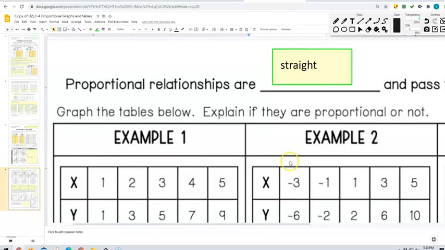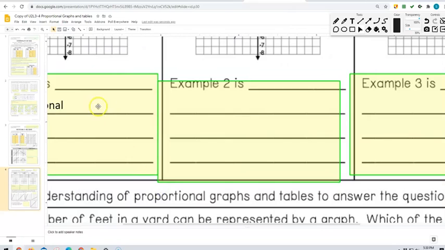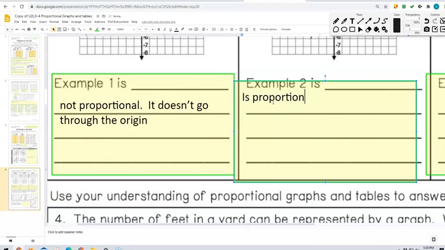Alright, so our goal here is to explain if they're proportional or not. So this one is not proportional. And why not? Because it doesn't go through the origin. Example 2 is proportional. Right? Because it's straight and goes through the origin.